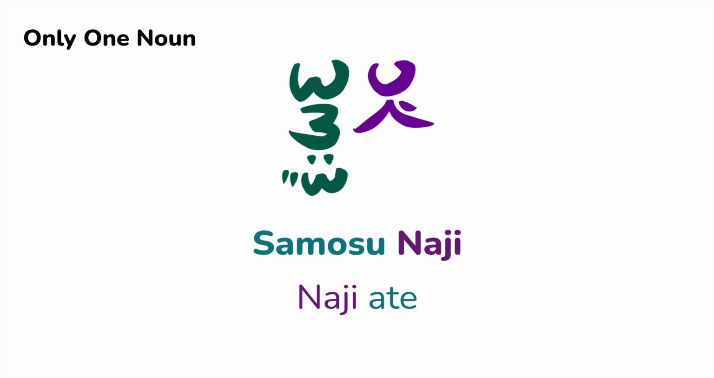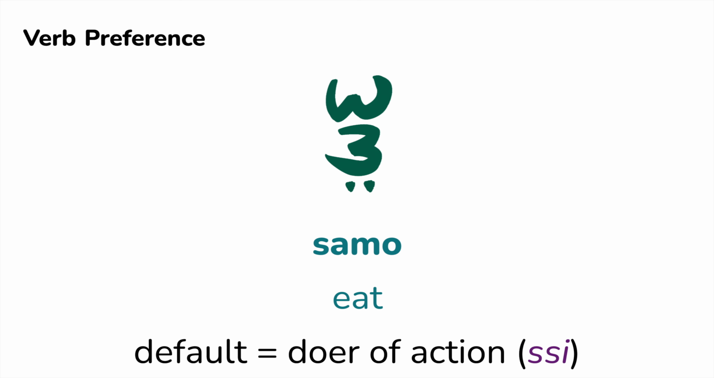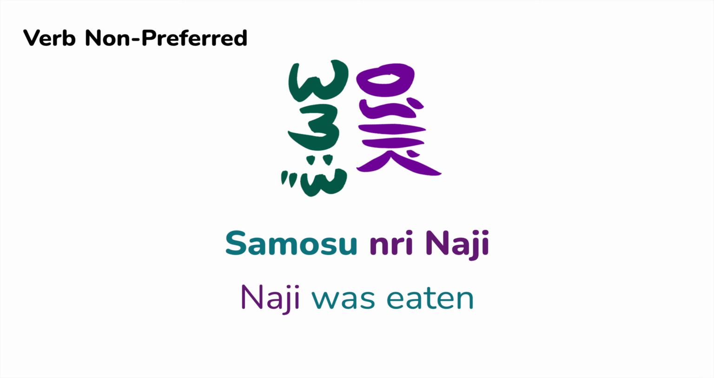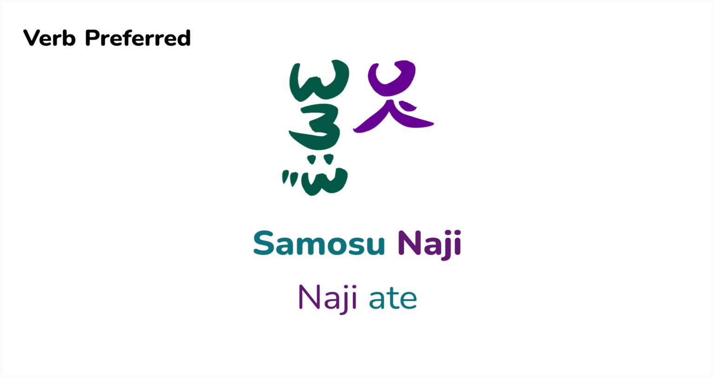Well, it's basically because every verb, when used with only one noun, like ate here, has a default preference for whether its topic will be the doer or receiver of the action. For the verb samo, eat, the default preference is for the topic to be the doer. If you want to say naji was eaten, however, you have to insert the particle ni, samoso ni naji. But for naji ate, you don't need si unless you particularly want to emphasize it, because it's already assumed.